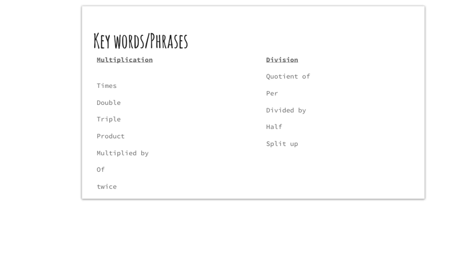There are also different words for multiplication and division. When we talk about multiplication, there is times, double, triple, product, multiplied by, of, twice. And again, there might be other words that you might know. For division, we have quotient of, per, divided by, half, and split up. So make sure you have all these written down. Pause the video if you need to.